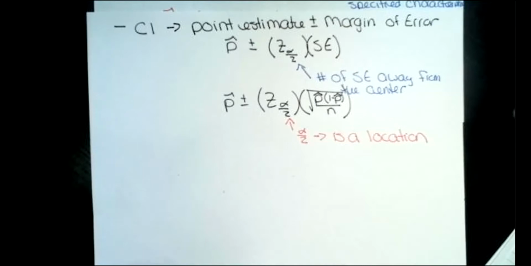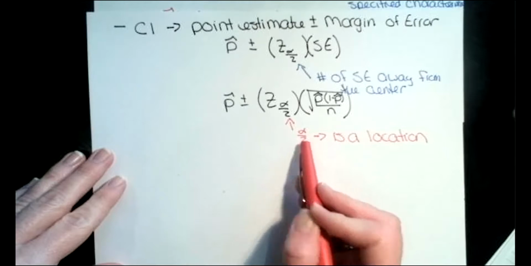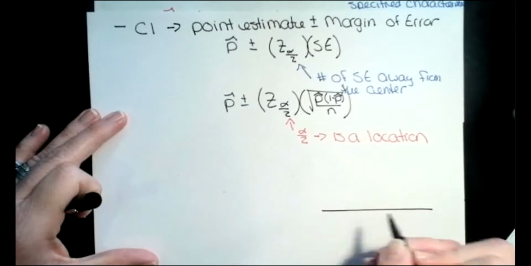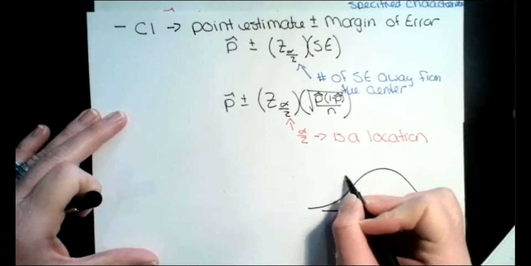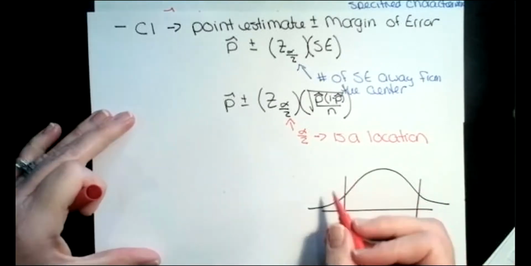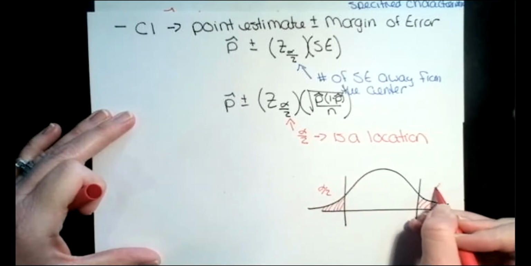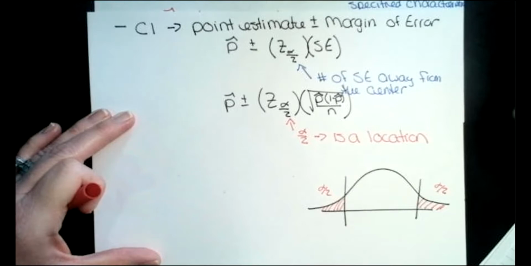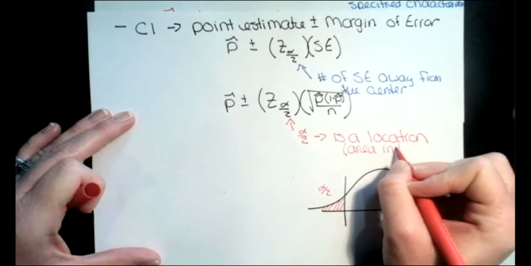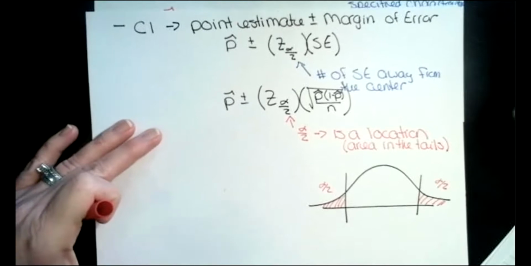Remember what alpha stands for? Alpha is the area in the tails, right? And you divide it by 2 because you're looking at the confidence interval, which is in the middle. So when you're looking at a confidence interval, you have alpha divided by 2 over here and alpha divided by 2 over here. So let me just write that area in the tails, just so you know what we're looking at, okay?